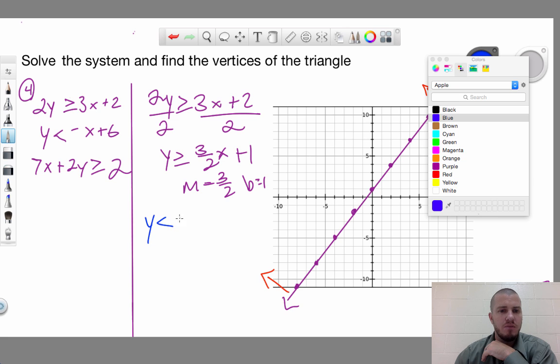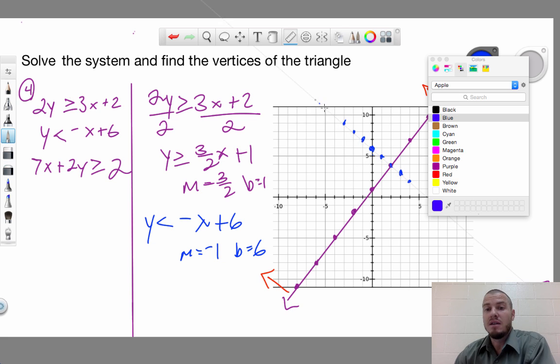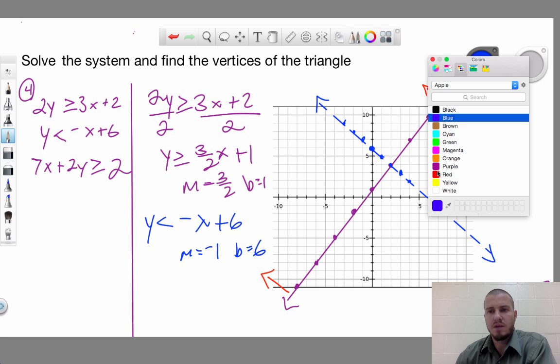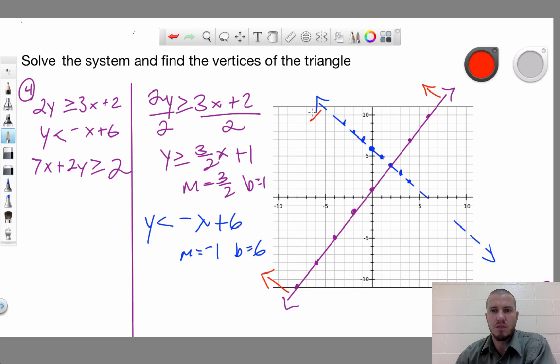Well, I already have it in slope-intercept form. My M is -1. My B is +6. So I'm going to graph that at +6. Use my slope, down 1, left 1, down 1, left 1, and so forth. And again, pay attention. This one is dotted. Draw the arrows. And from this one, it's less than, so I'm shading down. So I'm shading this way. So far, the shaded region where they overlap is down from this blue one, up from this purple one, so it would be this section here.